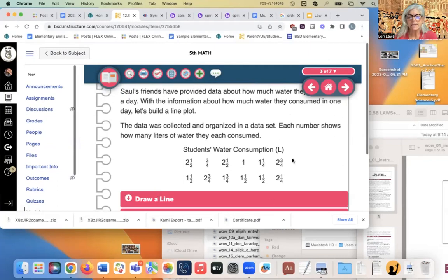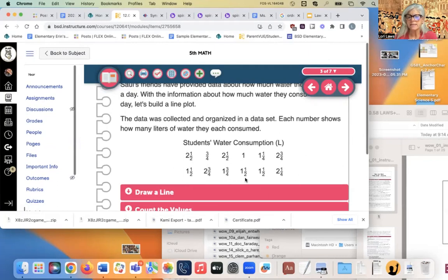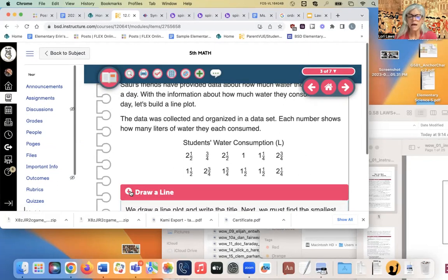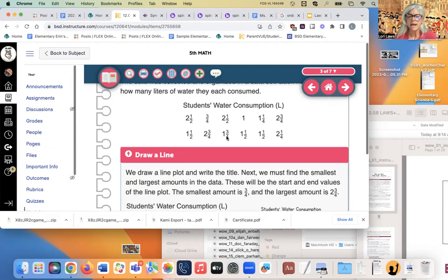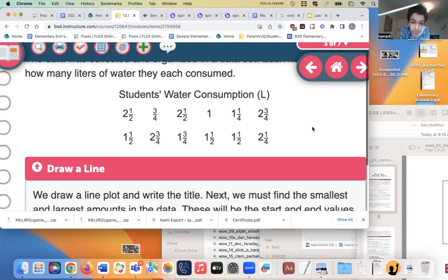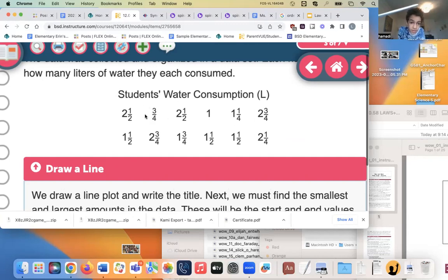So here's the data. It's just in a loose format. We're going to draw a line like we did before and write the title, which is students' water consumption in liters. We have to know the unit. Next, we find the smallest and largest amounts. Who can see the smallest amount in that list of numbers? Which one of those is the smallest amount? 3/4. Do you guys agree? I agree. What about the largest amount?